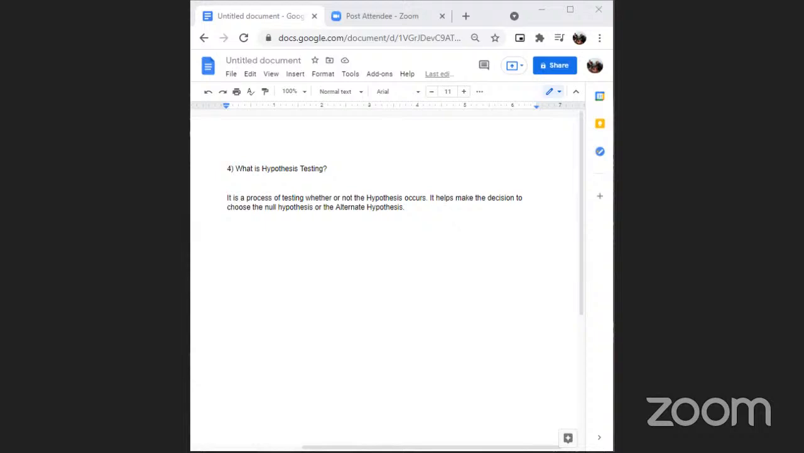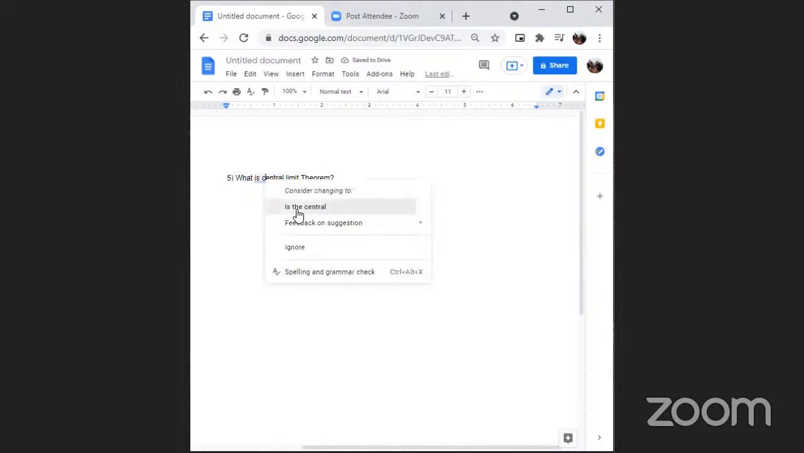Yes, Sachin, you're right. That is a precise answer. Now let's go to the next question. Hope this is understood. So what is central limit theorem? I'll take a moment to let you answer.